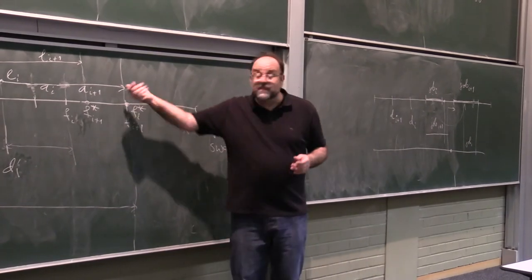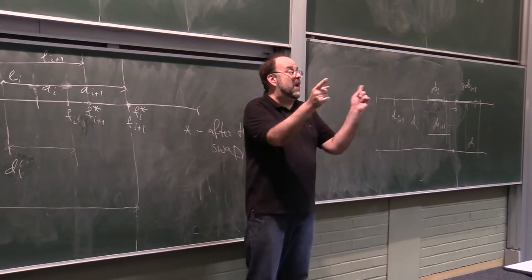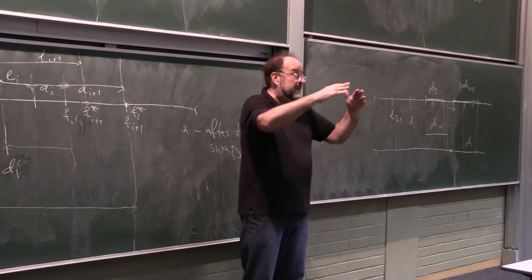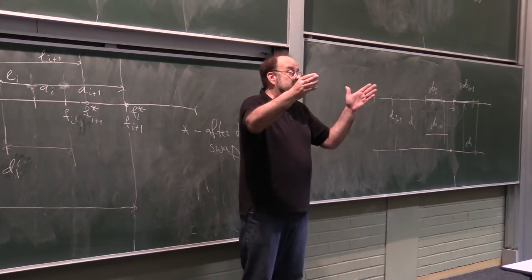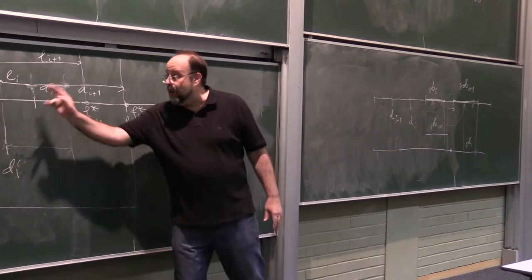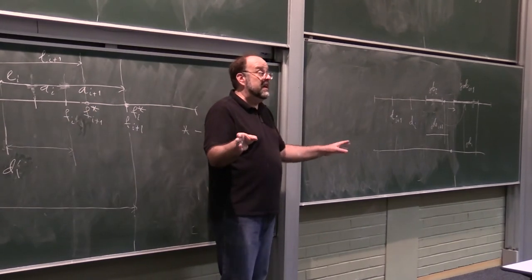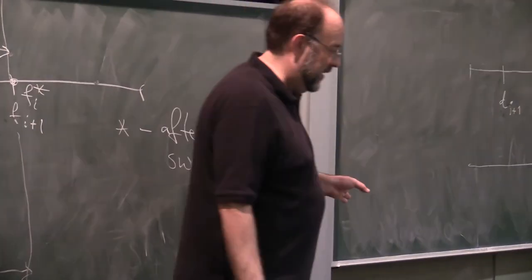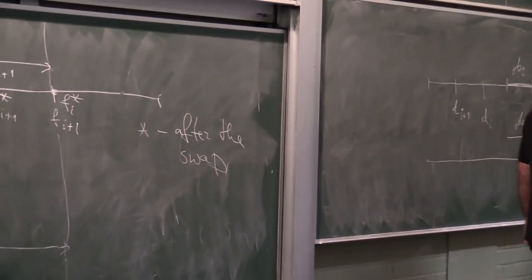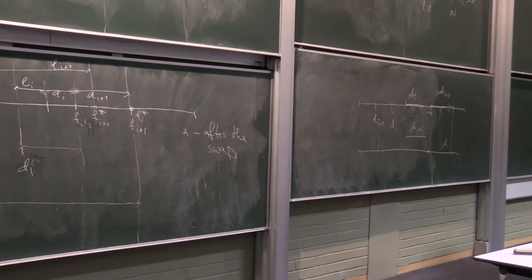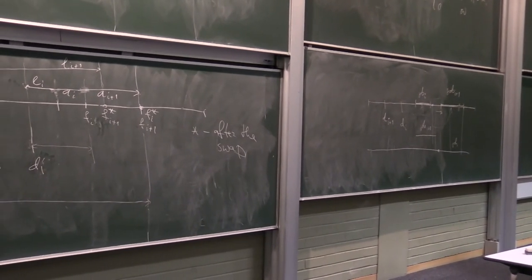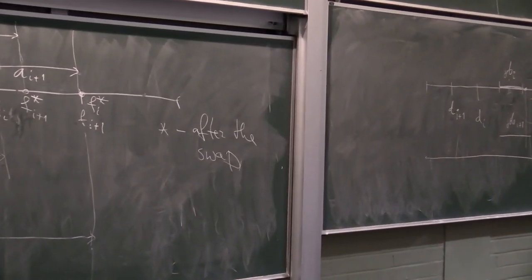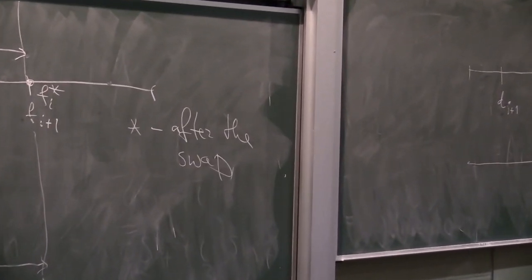By swapping consecutive ones, after at most n squared steps, just like in bubble sort, you will come up with one that has no inversions, and the quality of the solution never decreased. So you can read this in the lecture notes that I emailed you.